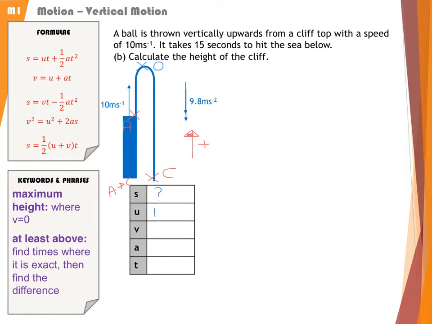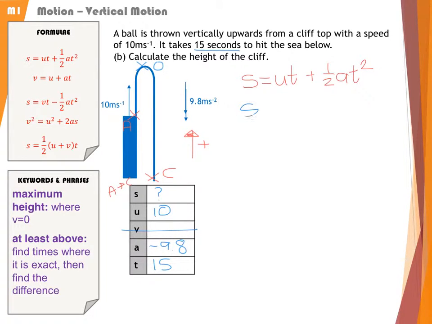U we said was 10. V, we don't actually know V. We know V up here, but we don't know it down here, so we can't use that at all. The acceleration is going down 9.8, so it's minus 9.8. And we also are given in the question that it takes 15 seconds to hit the C. So the time from A down to C is 15, so we can use that. Okay, so looking at the letters we've got, S, U, A, T, we can use S equals UT plus a half AT squared.